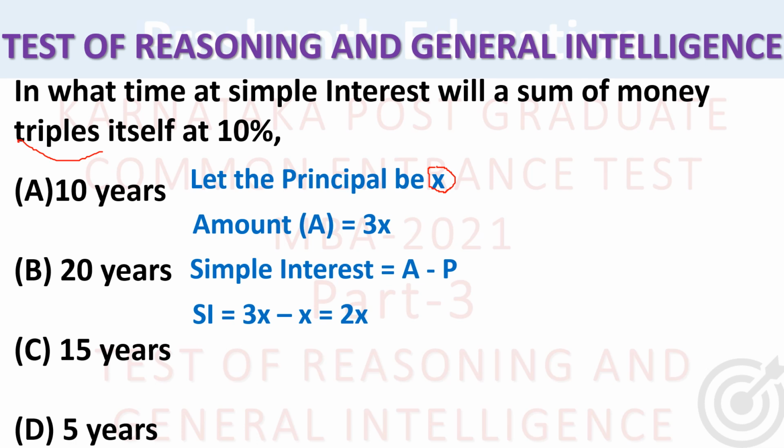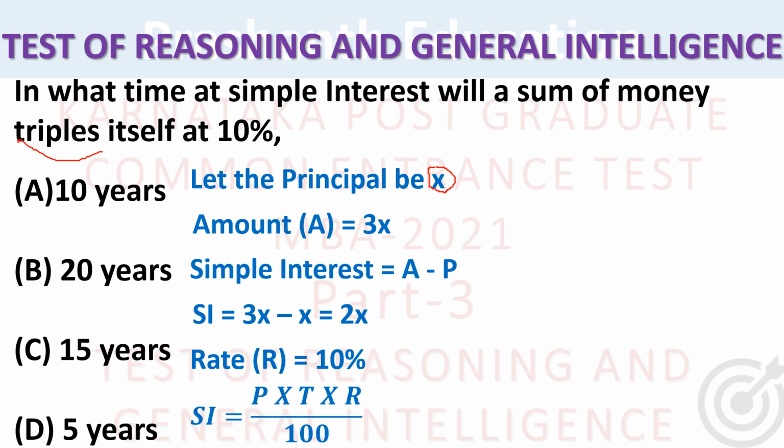Now let's put it in the simple interest formula. To make this simple, I have used the simple interest formula. You can also use future value and present value and do it. They have given the rate as 10%. Everybody knows this: PTR divided by 100 is your simple interest. We know the simple interest, we know the principal, and we know the rate of 10%. We need to calculate time here.